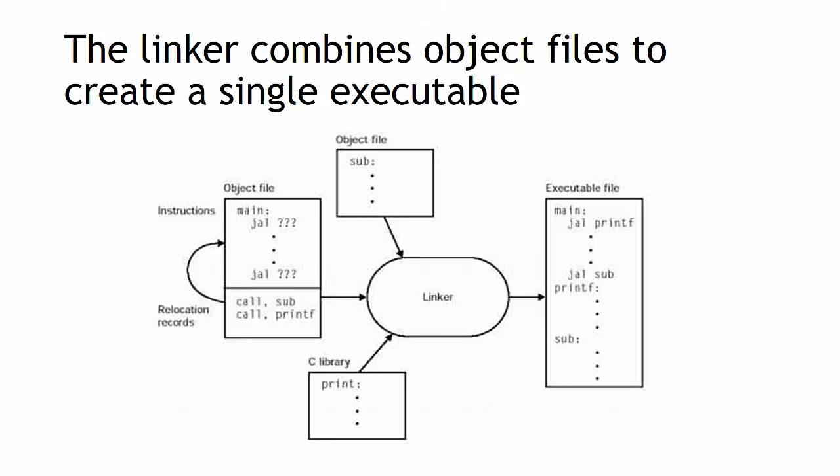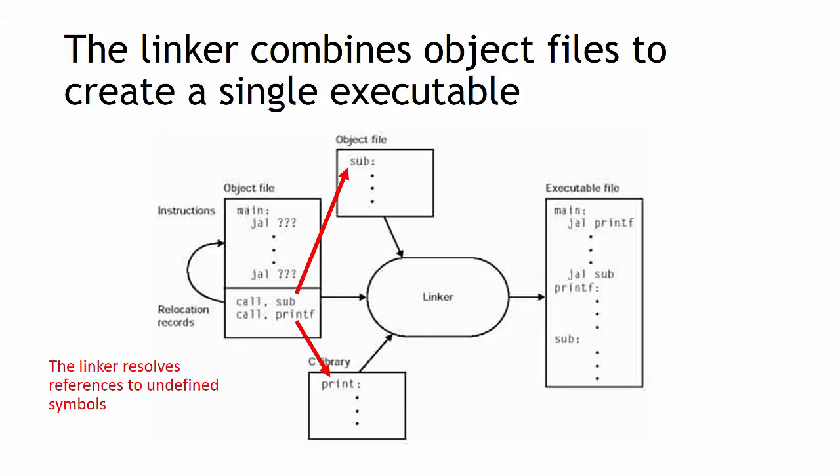So first, basically what you're going to have is multiple object files. Let's suppose, for example, in this case we have an object file that has a main function, and it calls a subtraction function, which is in a different object file, and it also calls the printf function, which is in a standard C library. What the linker will do is look in the relocation records for symbols such as sub and printf, and then look in the other object files to find those same symbols, sub and printf.